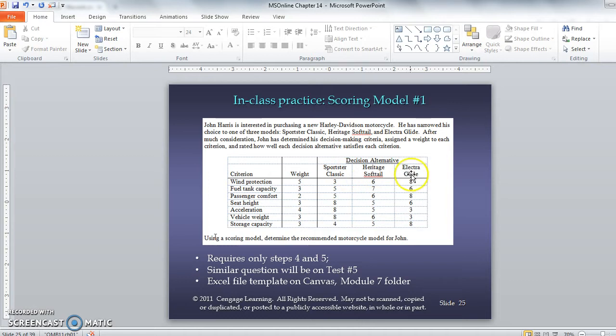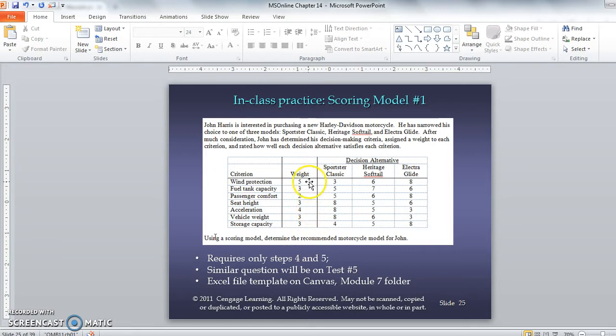So he also then identified his decision-making criteria, the things that were important to him. For instance, what was the wind protection like on the design? What was the fuel tank capacity? How comfortable was it for passengers? What's the seat height? What was the acceleration, and so on. And then he identified how important each of these criteria were on a 1 to 5 weighting scale.